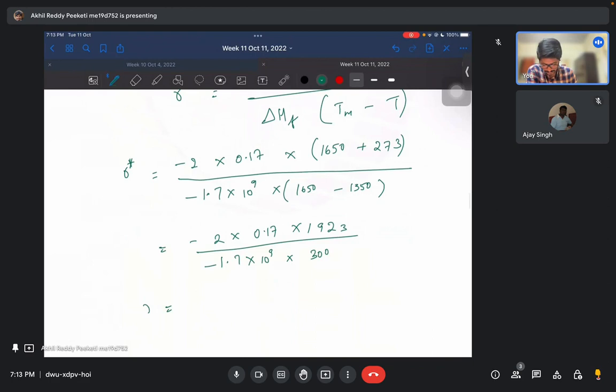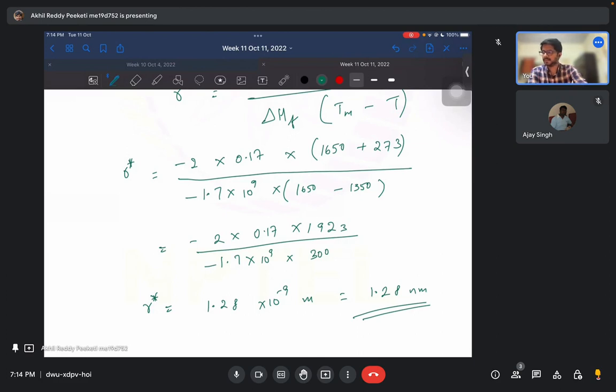So if you solve this, let me calculate it. Minus 2 into 0.17 into 1923, divided by 1.7 E9 into 300. So you will get around 1.28 into 10 power minus 9 meters. So 1.28 nanometers. So this is the critical radius for titanium.